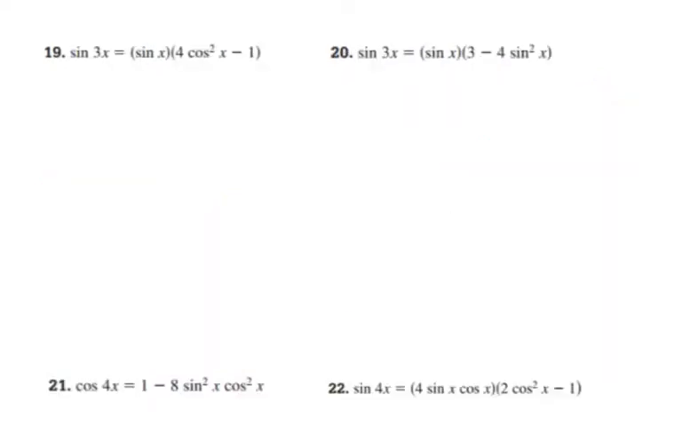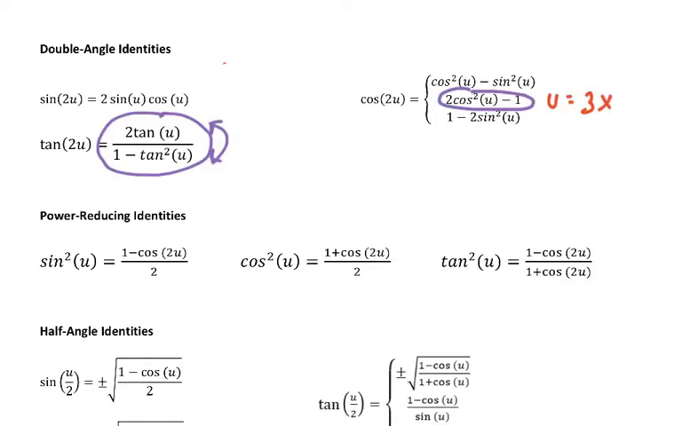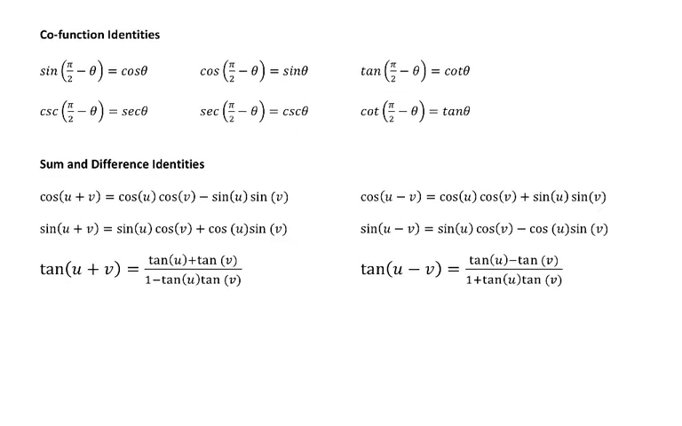Alright, moving on. Our next one is sine of 3x. And so we're going to go ahead and try one of those addition of our angles. So we can rewrite sine of 3x as sine of 1x plus 2x. And in that case, then we can use our sum and difference identities, where we have sine of these two things added.